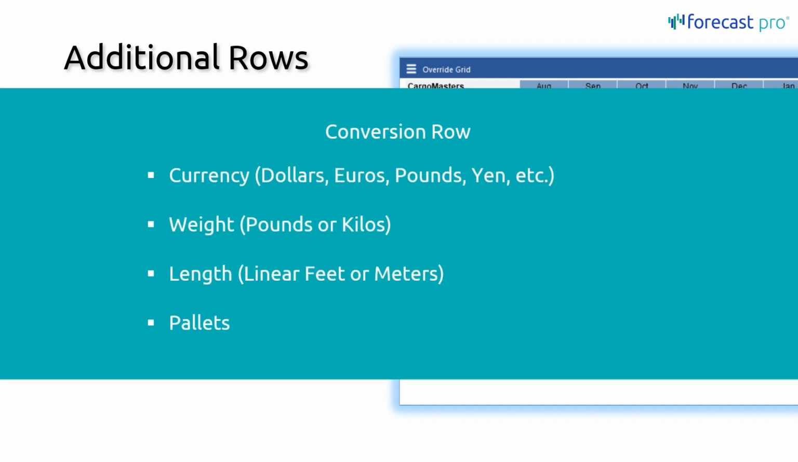So as we've already discussed, the most common type of conversion is to currency, whether that's changing units to dollars or euros or pounds or yen or whatever the case may be. This is very common. But we could also convert into other units, such as weight, whether that's pounds or kilos, or length if we're looking at raw materials, either linear feet or meters, or if we're doing inventory planning, we could do this in pallets or containers. So once again, seeing the data in different units, as well as being able to make adjustments in different units, depending upon whose feedback we're getting.